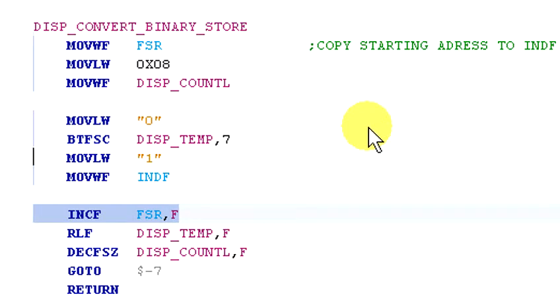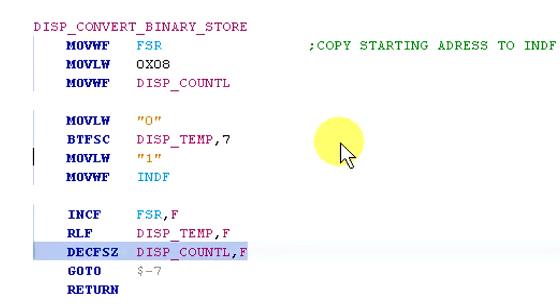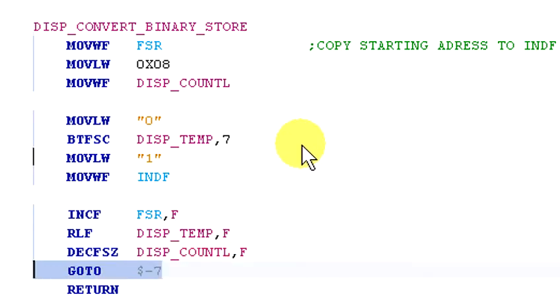Now it's time to update the FSR register so it's pointing to the next address in line with the command incf FSR, F. Then the contents of display_temp are shifted left 1 bit so we can test the next bit in line. Next, the value in display_count_L is decremented by 1, and if the new value is 0, then we skip the next command and exit the routine. If it's not 0, then we loop around and do everything again.